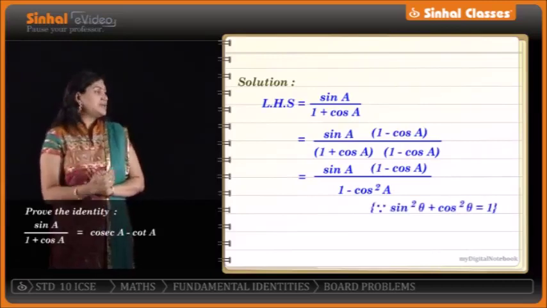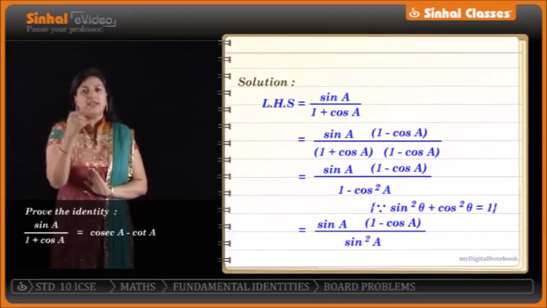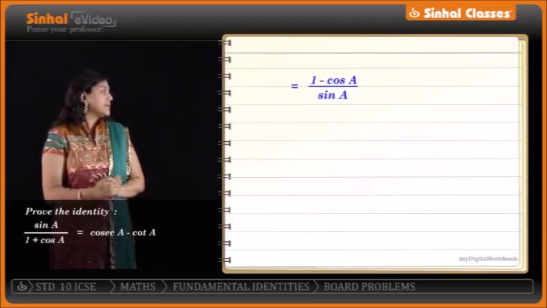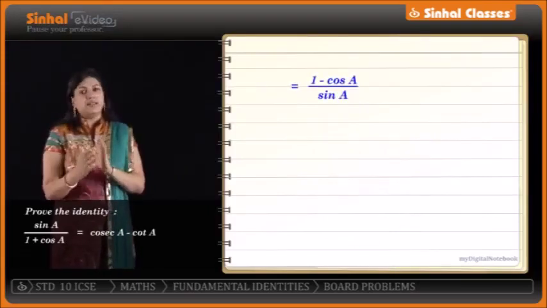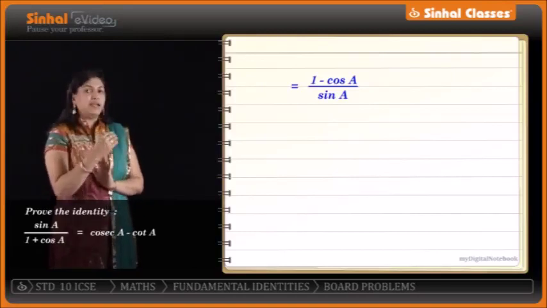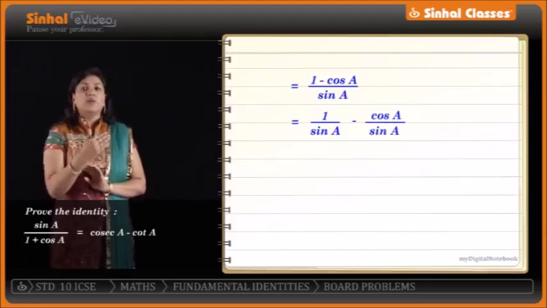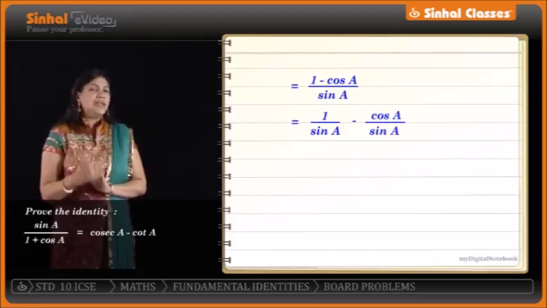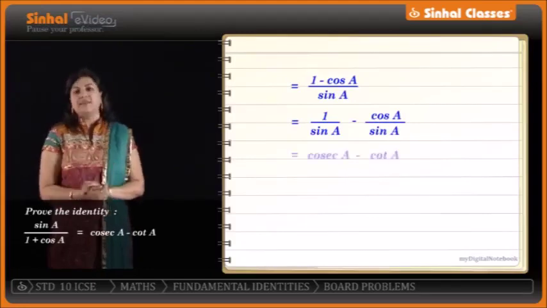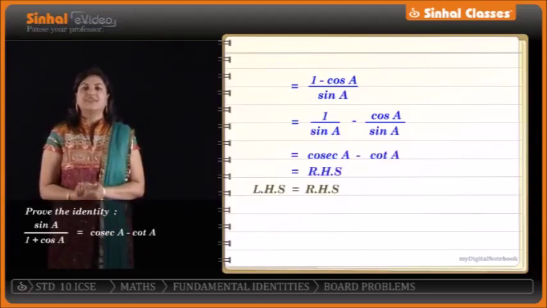So we have the LHS as sin A into 1 minus cos A upon sin square A. Sin square A cancels. We are left with 1 minus cos A upon sin A. Now, we want cosec A and cot A in the RHS. So, we separate the denominator, that is, we write 1 upon sin A minus cos A upon sin A. Now, what is 1 upon sin A? It's cosec A, and cos A upon sin A gives us cot A. So, we have got cosec A minus cot A, which is nothing but our RHS. So, we have proved LHS and RHS equal.